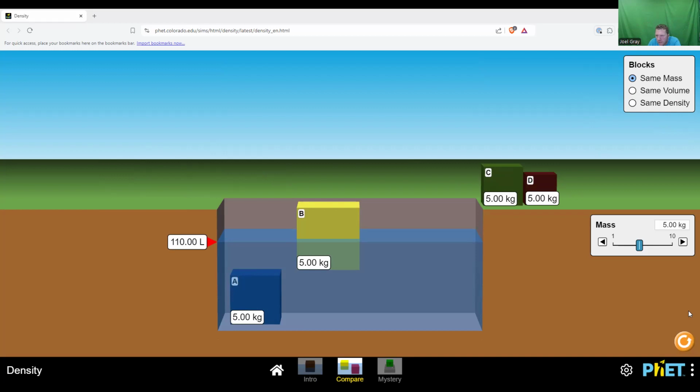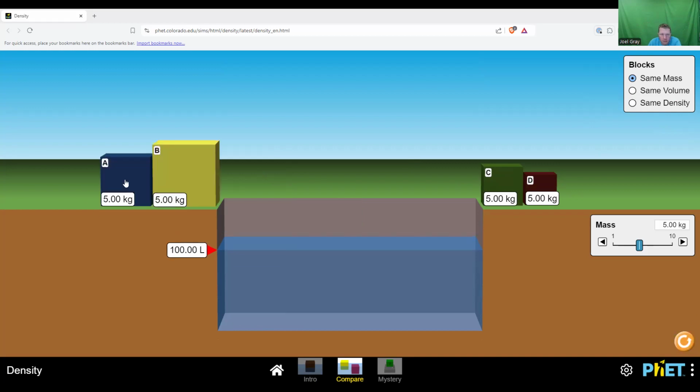Well, I'm going to reset this. Now I'm going to say, look at the size of A compared to C and compared to D. Well, brick A, or block A, is larger than C and D. If A sinks, well, then certainly C and D are going to sink.